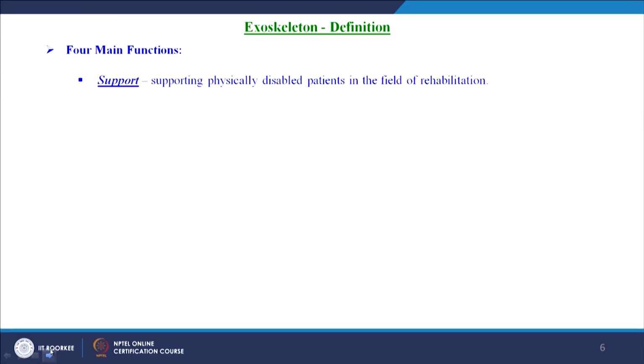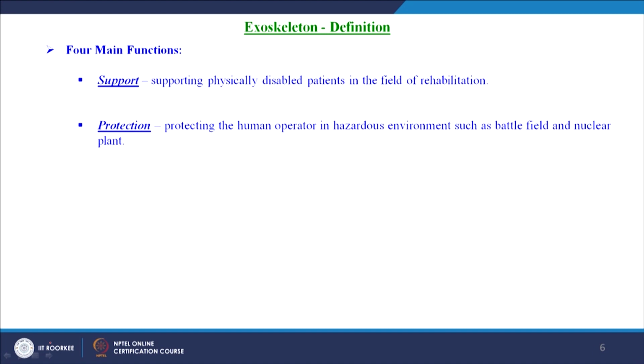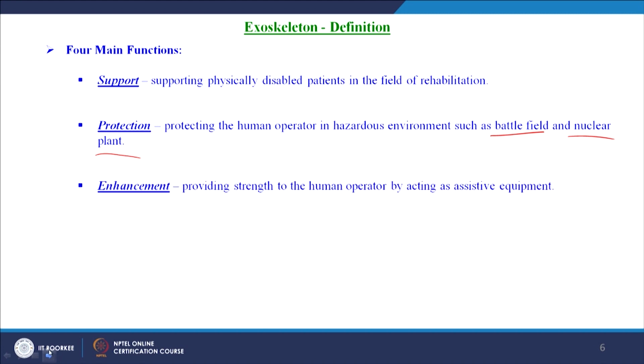Now, coming to the main four functions of the exoskeleton, the first one being the support. It is supporting the physically disabled patients in the field of rehabilitation. In the field of treatment, it is helpful for the supporting purpose. Next comes the protection, protecting the human operator in hazardous environments such as the battlefield or a nuclear power plant. And then the enhancement, it is meant for augmenting the human operator's strength by acting as an assistive equipment.